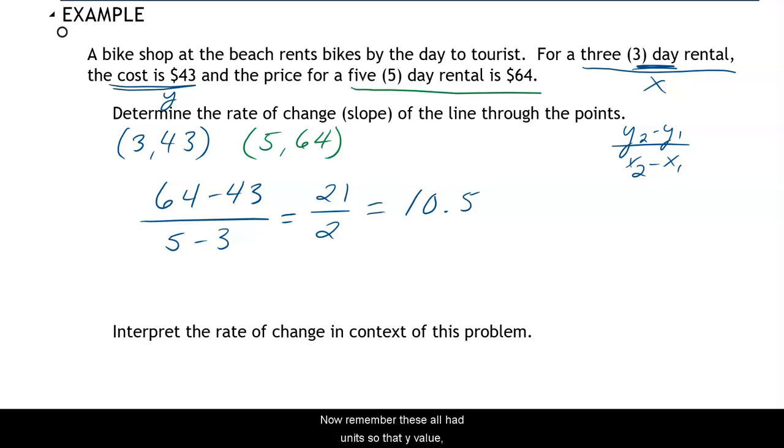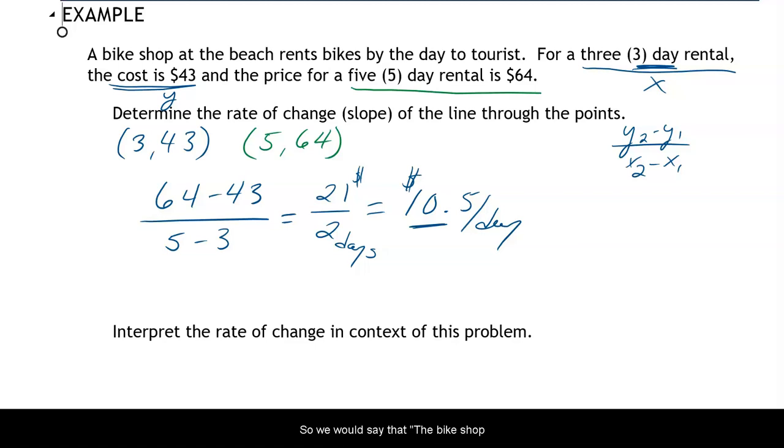Now remember, these all had units. So that y value, that was money. And our denominator, those were days. So this rate of change over here is really money per day. So when we interpret our rate of change in context, that $10.50 that we got in our numerator is going to be the first part that we're going to really use.